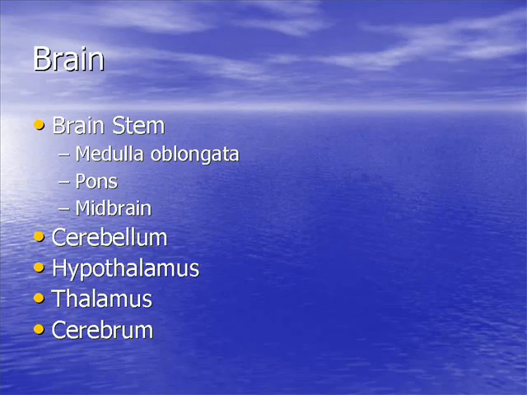Now, your brain is divided into 5 major parts. First part is your brainstem, which has been subdivided into the medulla oblongata, the pons, and the midbrain. You also have the cerebellum, the hypothalamus, the thalamus, and the cerebrum.